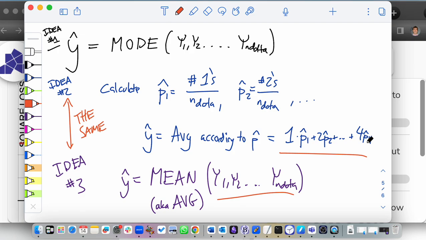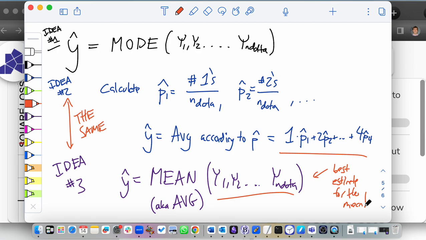So ideas number 2 and 3 are the same, and they are the optimal thing to do according to the calculation we did before, which said that if you knew the whole thing, the optimal thing to do is the mean, and this is our best estimate for the mean.